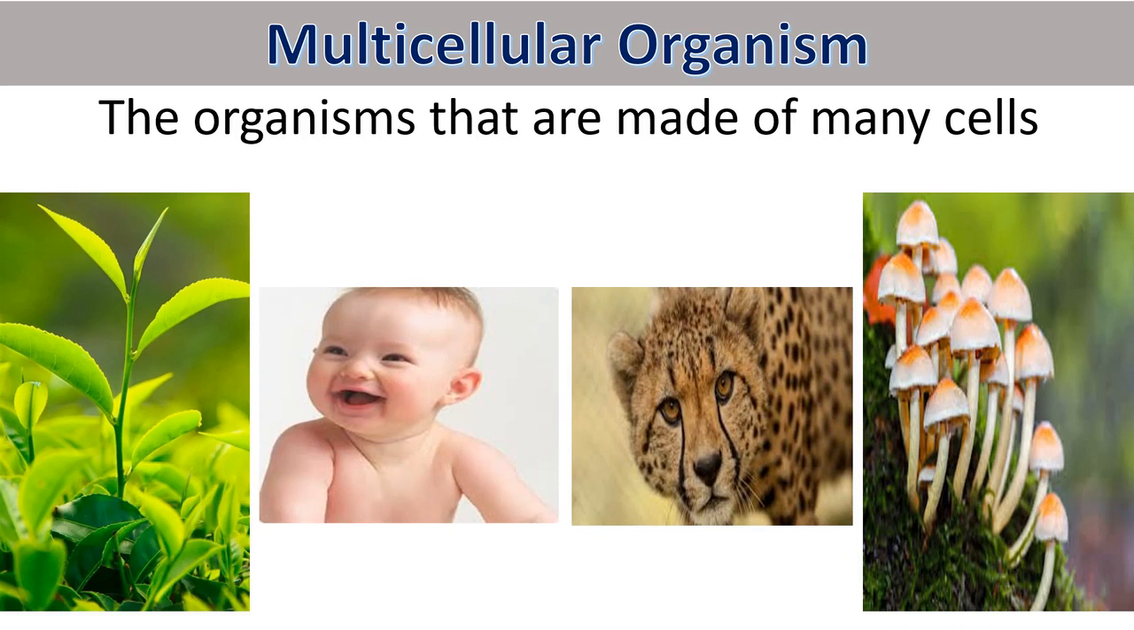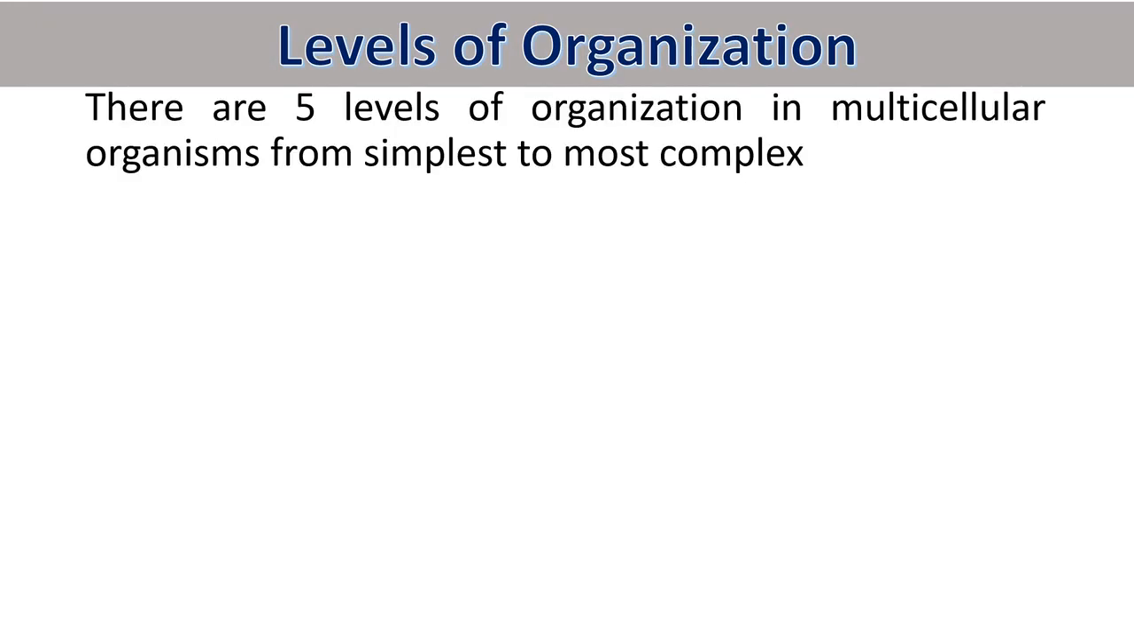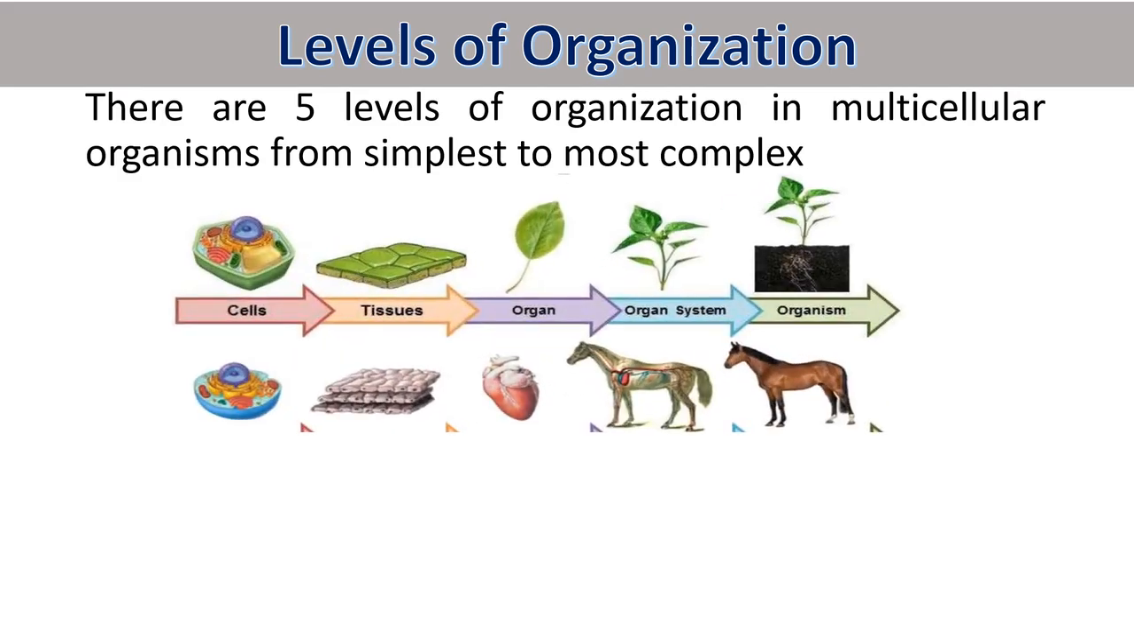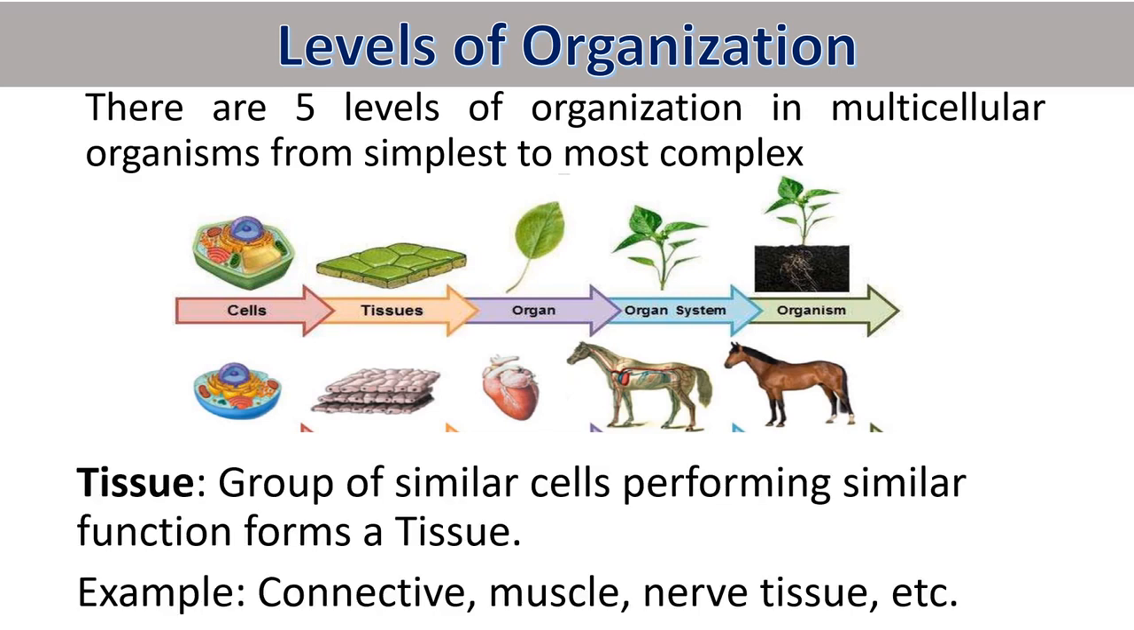Students, do you know how the cells of these multicellular organisms divide their work? To understand this, it is better to break things down into levels. There are 5 levels of organization in multicellular organisms from simplest to most complex. Cellular level. Cells are the smallest unit in the body that have the basic characteristics of life, and there are many different types of cells in our body that perform different functions.